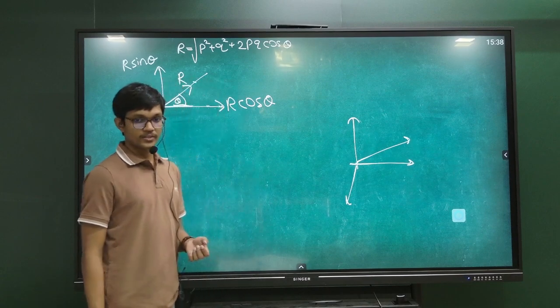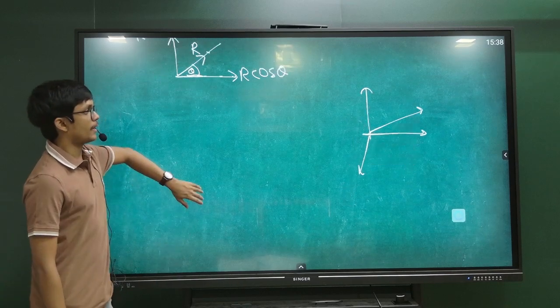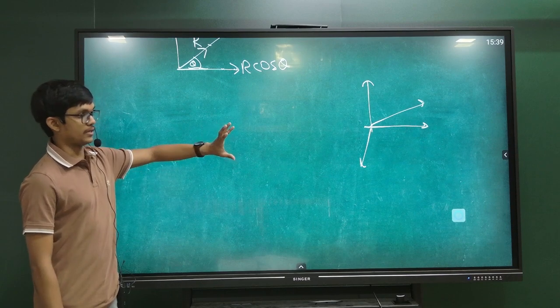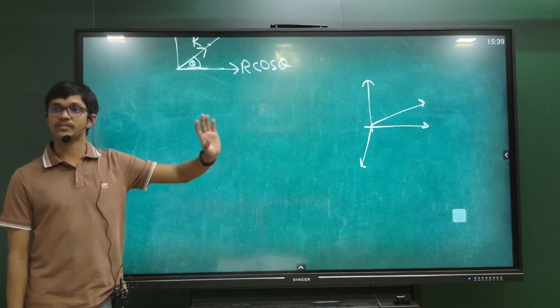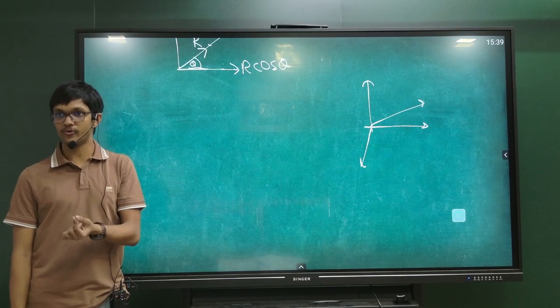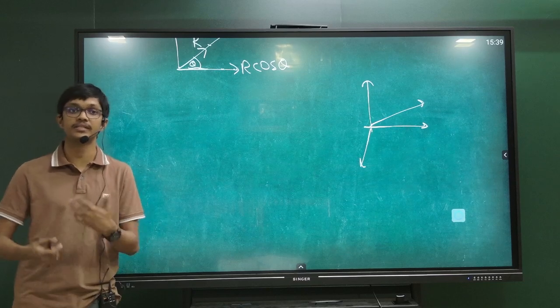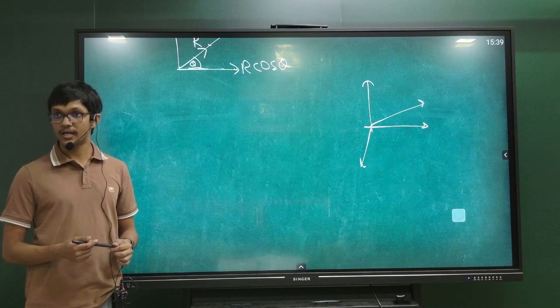Clear? So there's something new about forces which is not common for other vectors. What is that thing? There's a property about a force which is not common for other vectors. It has a point of action or a line of action.